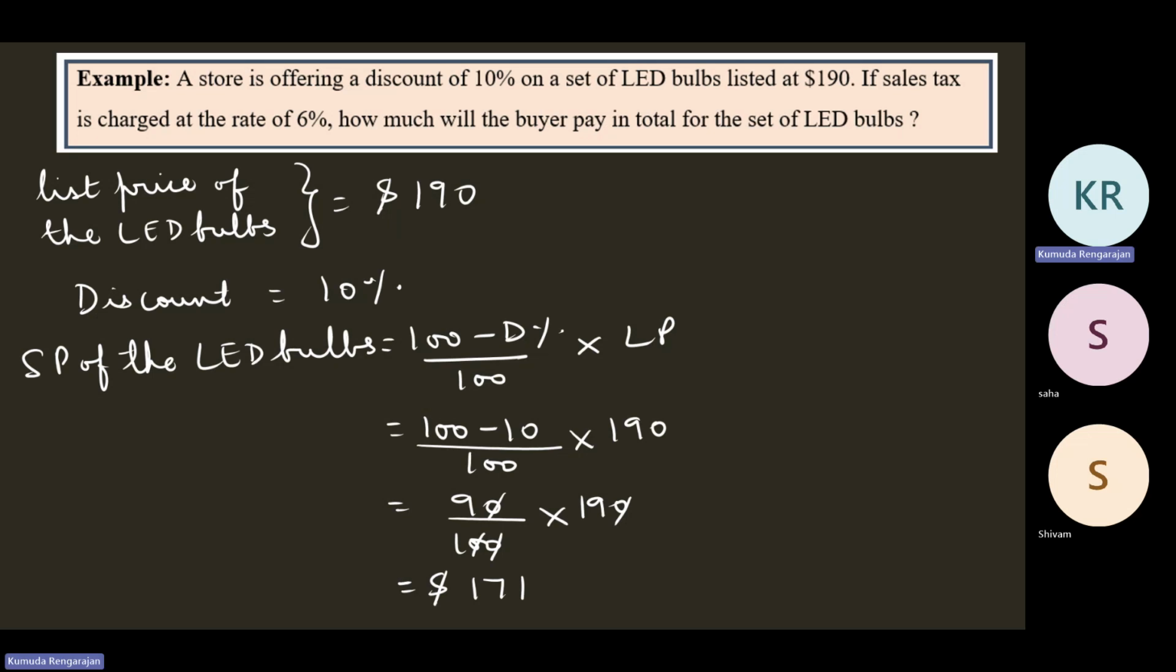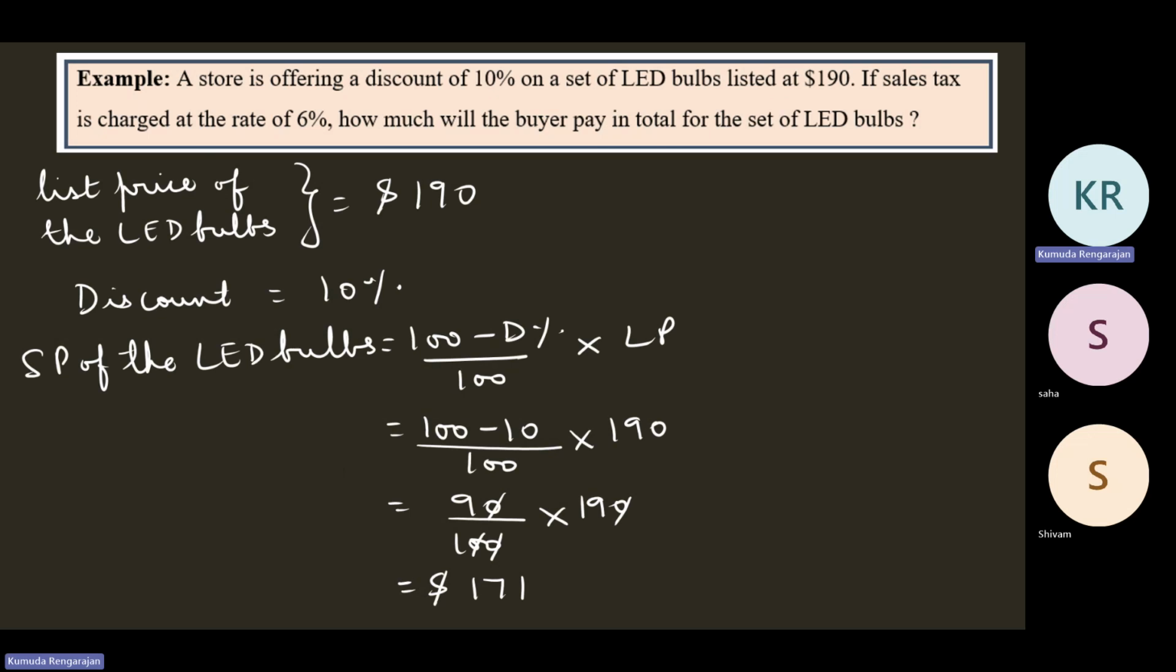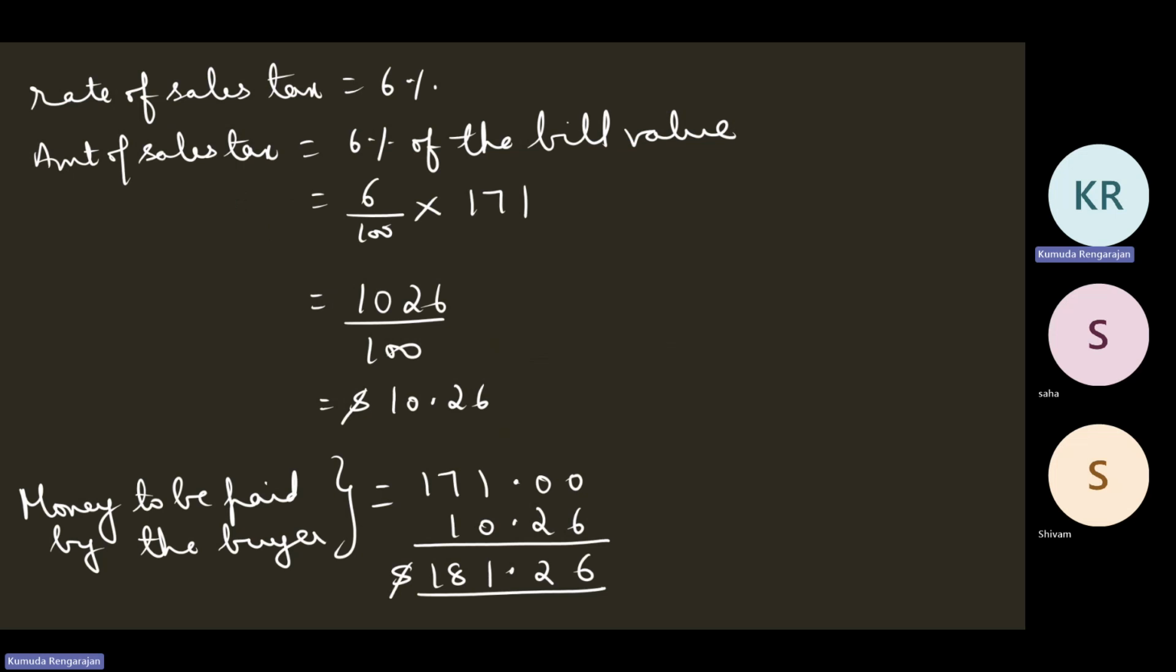So first from the list price, 190 rupees, there's a discount of 10%. So find the selling price. List price is nothing but the mark price. So list price 190, discount 10%. When you're given these two, you can find the selling price using the formula. Now, if the tax was not there, that's the final bill. This is what we have to pay. But since there is tax, on this final bill of 171, 6% tax is collected. So 6% of the bill value, 171.